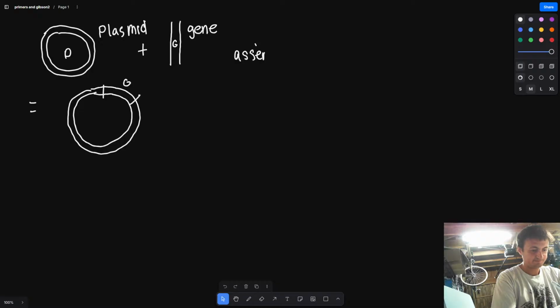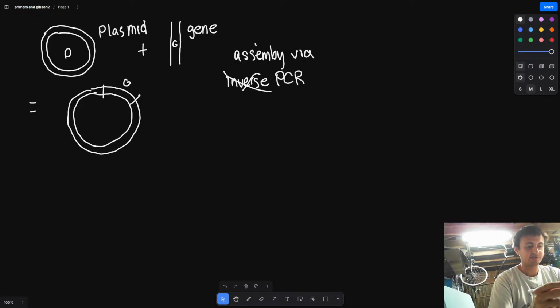assembly via inverse PCR, and I'll explain what that means. I actually hate this name. I think it should just be called PCR, but I'll explain. And Gibson, which is just some dude's name. I don't really like named things, but as far as things go, it's not so bad.